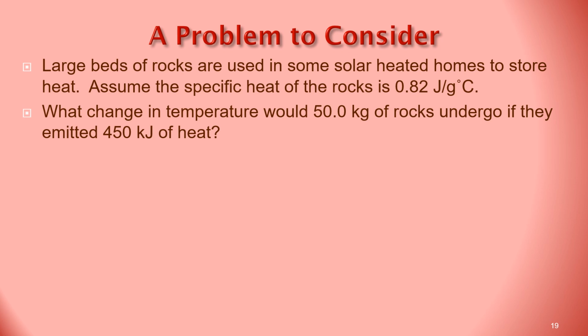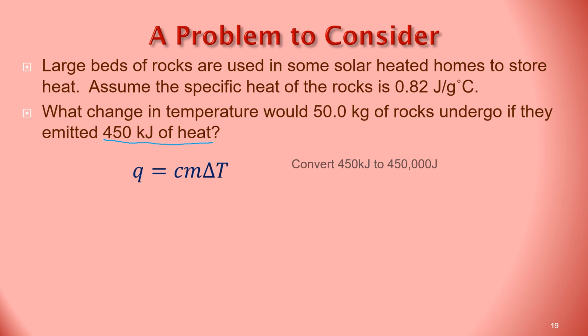So this time, the keyword is emitted. That means the heat is given off, so it's negative this time. And this time we know the heat and we know the mass, and we're looking for the change in temperature. So again, Q equals C m delta T. This time we're looking for delta T.